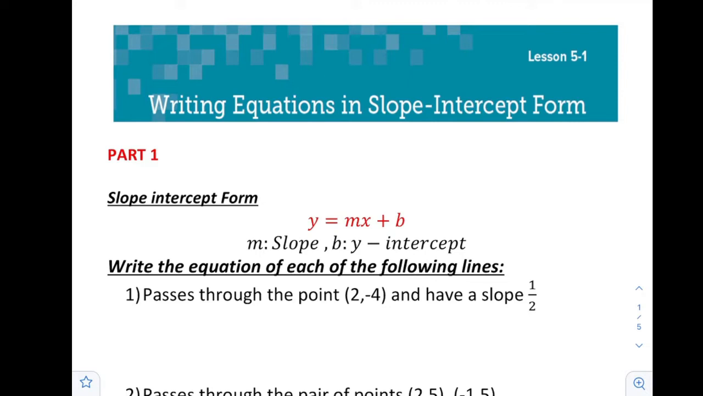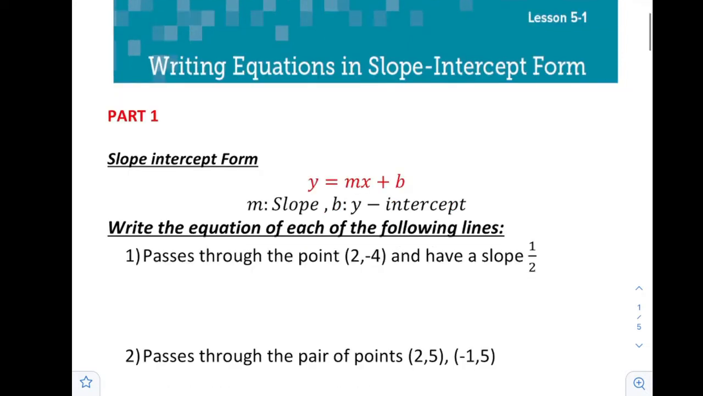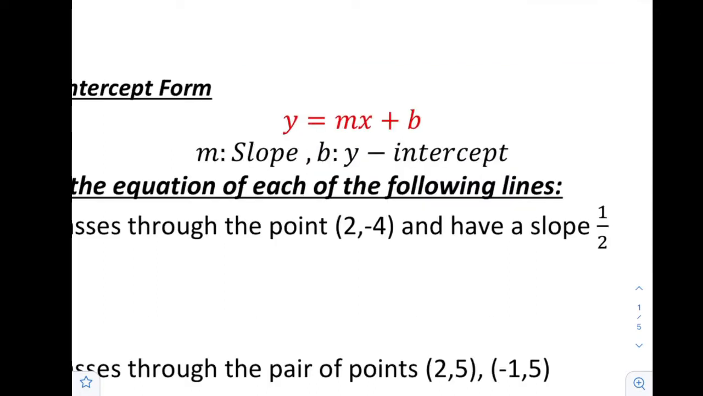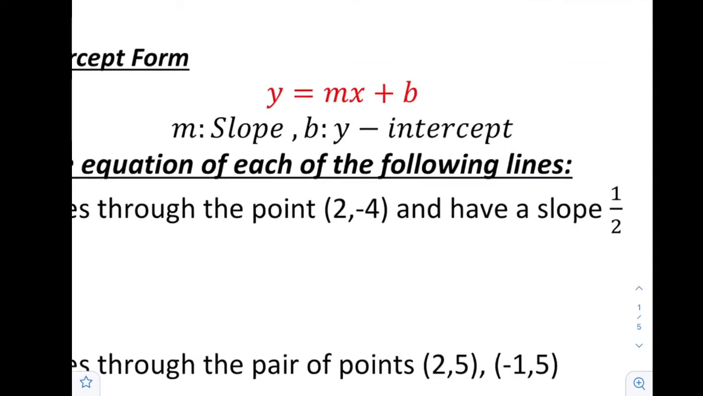Part 1, slope-intercept form. What is slope-intercept form? It is y equals m x plus b. M is the slope. B is the y-intercept. Let's remember what is y-intercept.